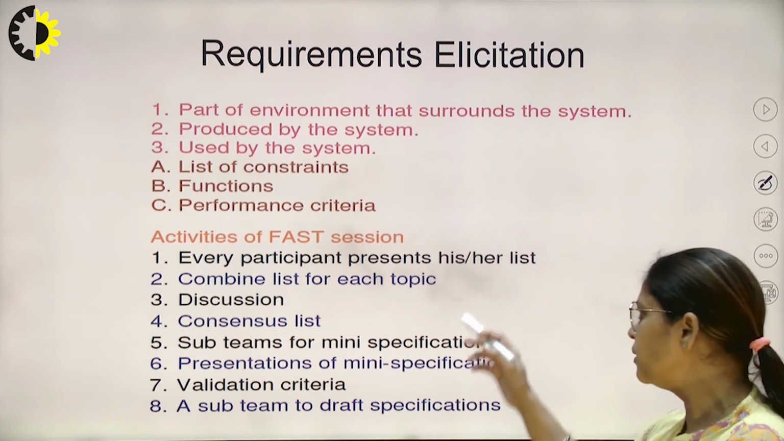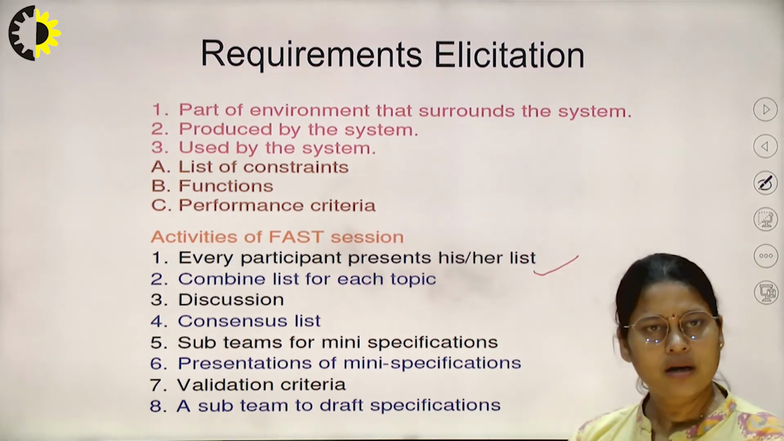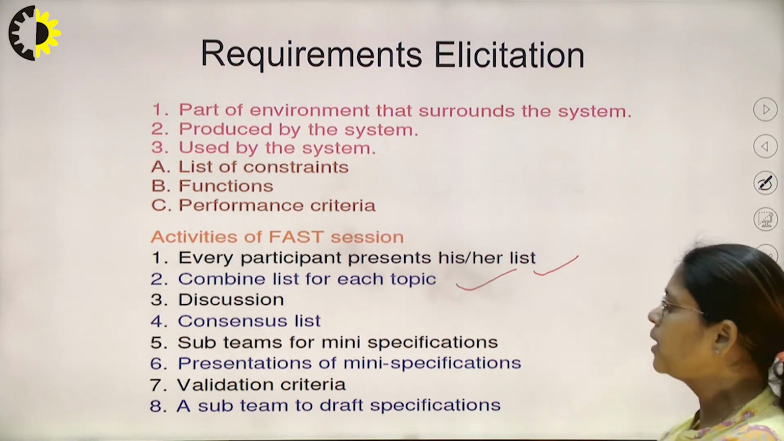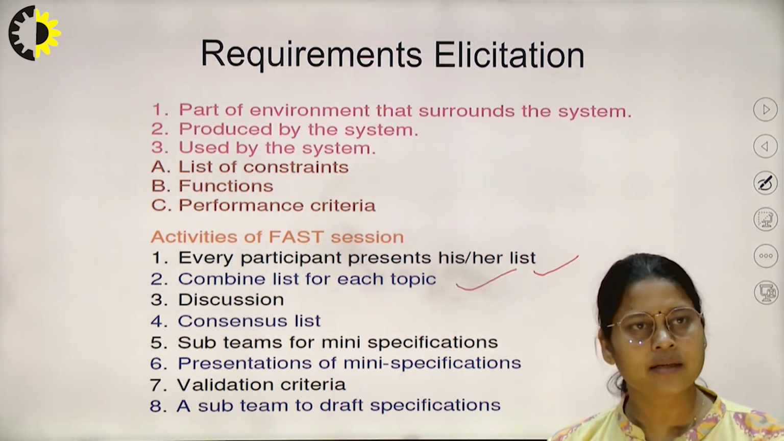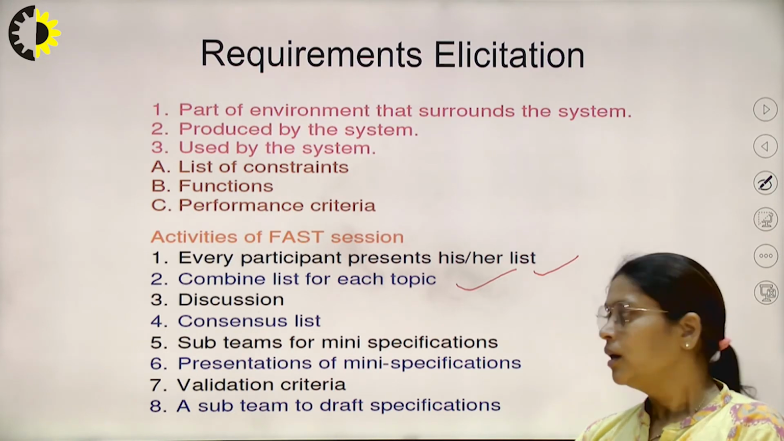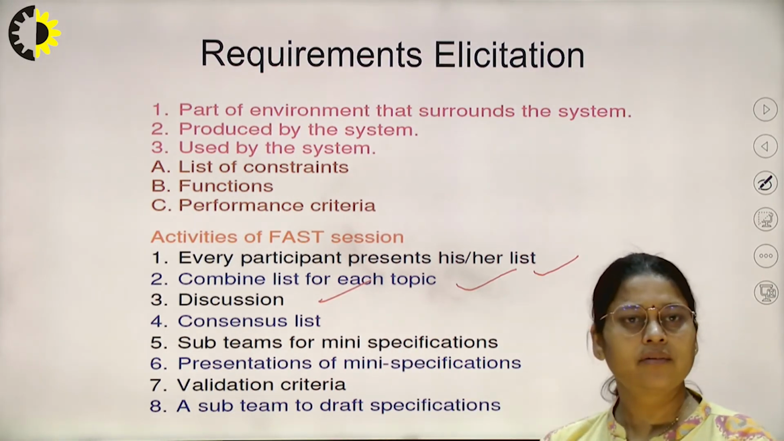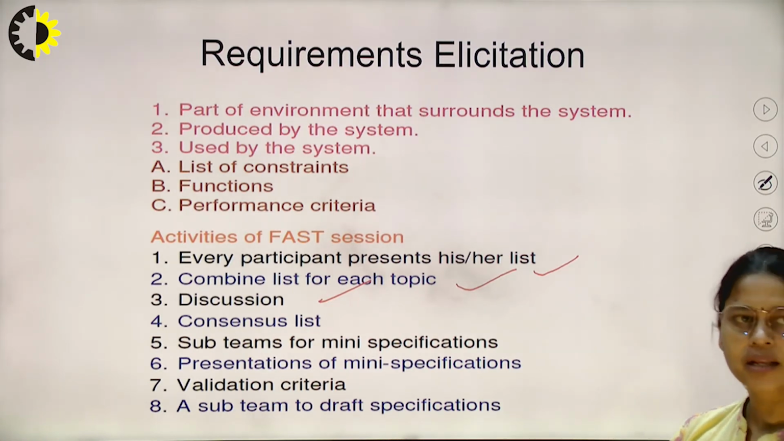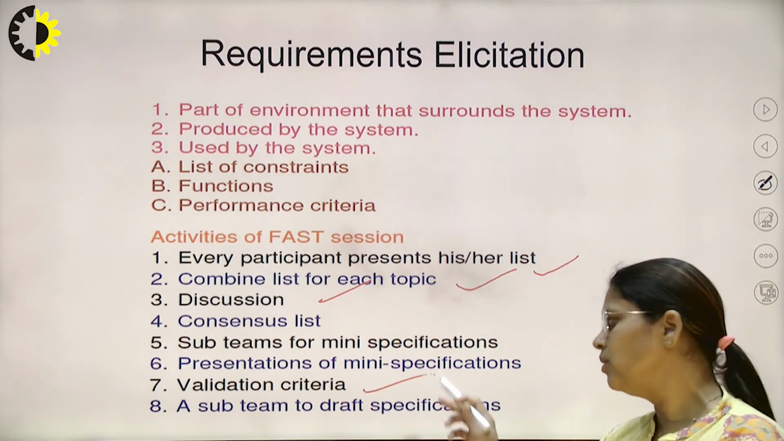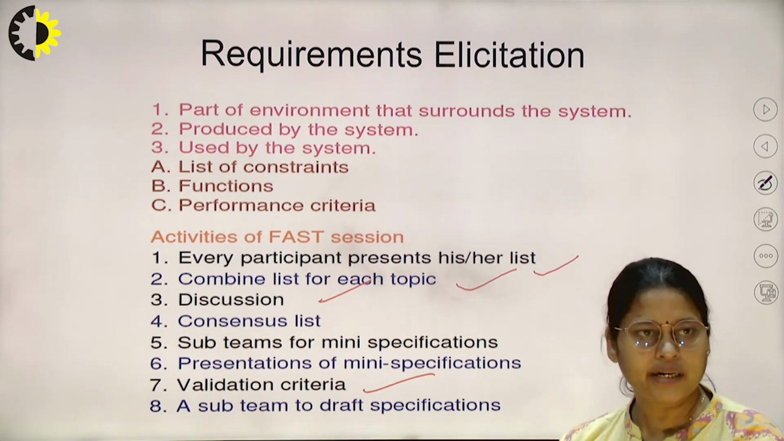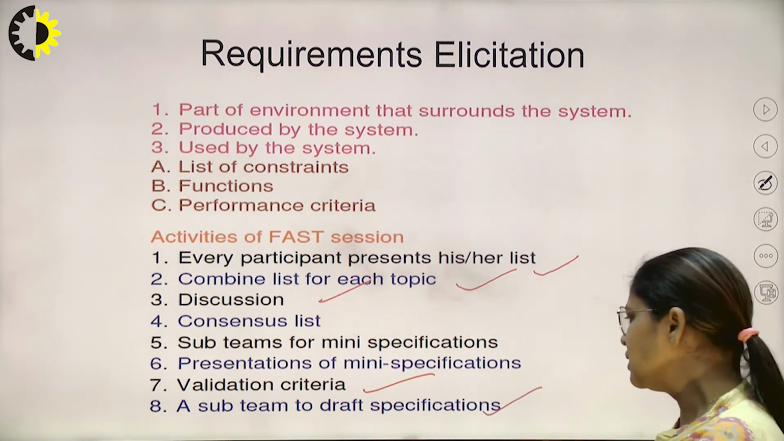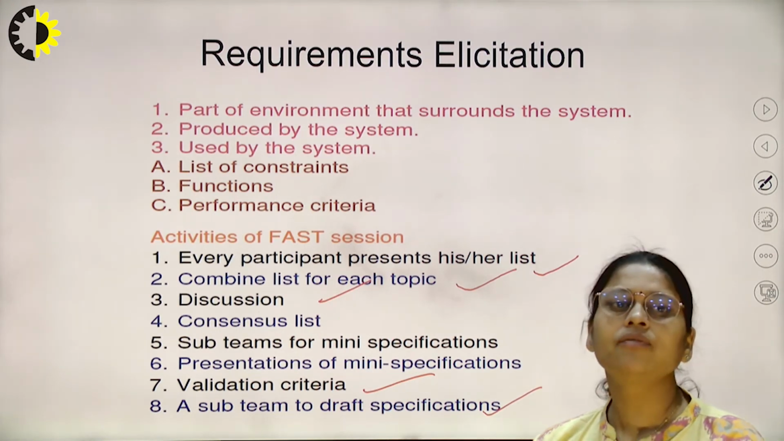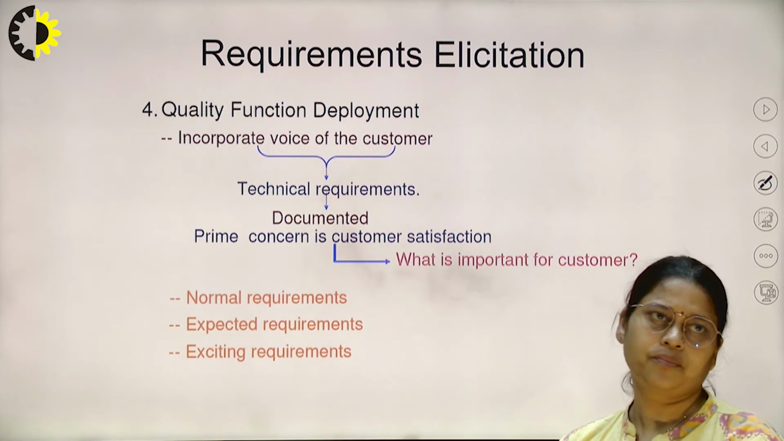Every participant prepares his or her list about these problems, and finally the facilitator will combine this list of topics. An open discussion method will be done in this process. Sub items of mini specifications are there. Validation will be checked by the facilitator, and finally the facilitator will prepare a draft about the whole discussion.